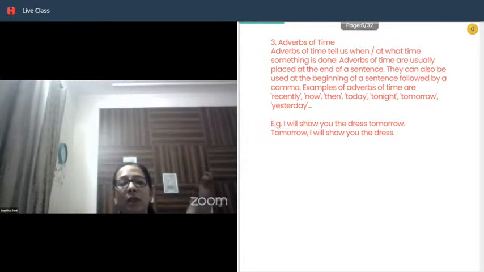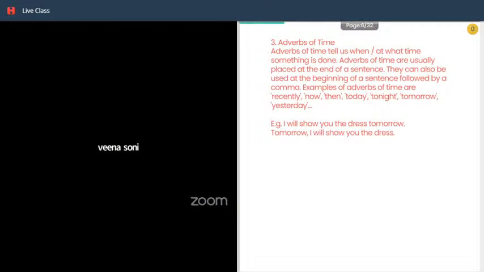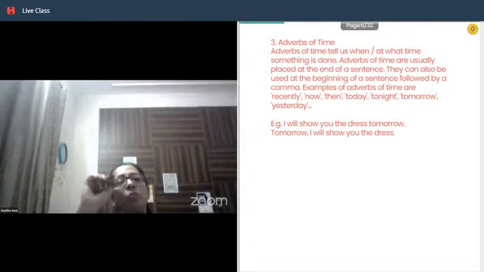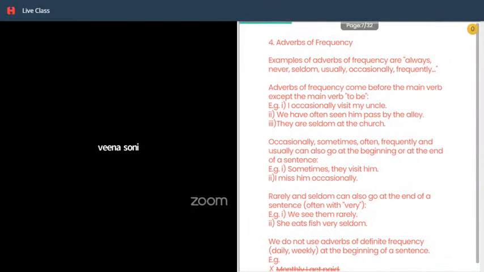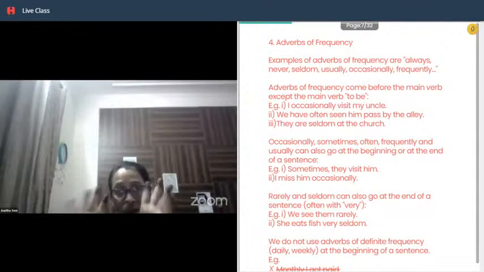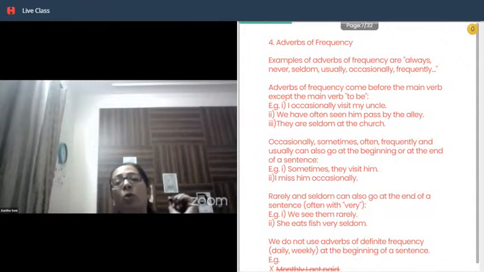But most of the time we can also use them at the end. The only thing for placing them without a grammatical error is that you need to put a comma. I will show you the dress tomorrow. The same sentence can be said: Tomorrow, I'll show you the dress. Because it requires a pause. The moment you speak, you will get a pause there. So if I have to show a pause, I need to put a comma there.